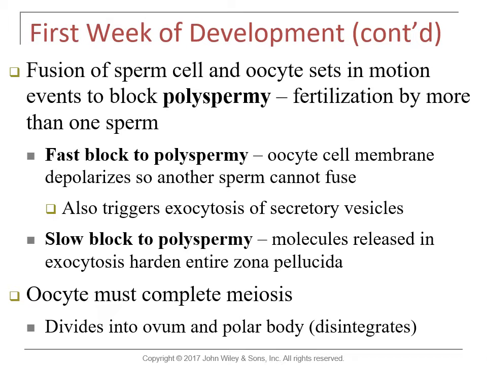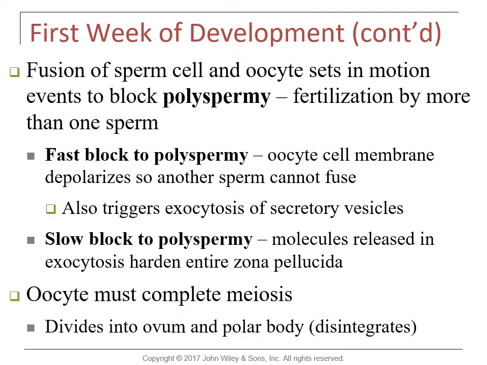So within a few seconds, the cell membrane of the oocyte depolarizes, which acts as a fast block to polyspermy. The fast block to polyspermy is the inability of a depolarized oocyte to fuse with another sperm. Depolarization also triggers the intracellular release of calcium ions, which stimulate exocytosis of secretory vesicles from the oocyte. The molecules released by exocytosis inactivate the glycoproteins in the zona pellucida and harden the entire zona pellucida. Those events are called the slow block to polyspermy.